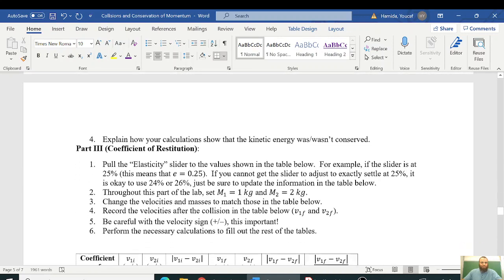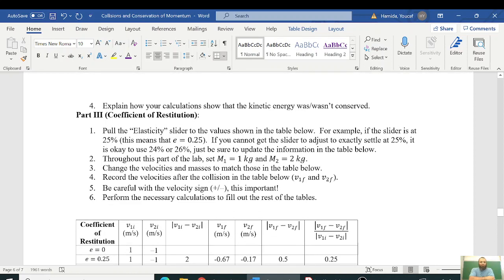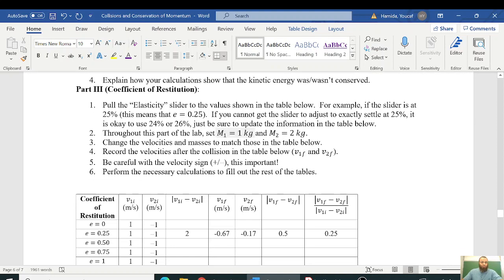All right, finally, you will do this coefficient of restitution, and I ask you, what if the collision is not exactly 100% elastic?